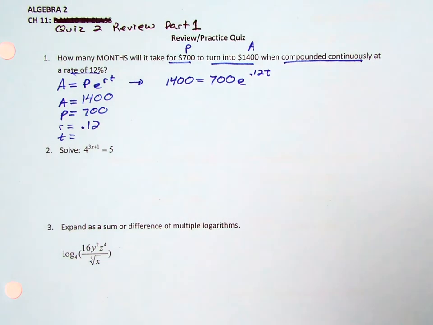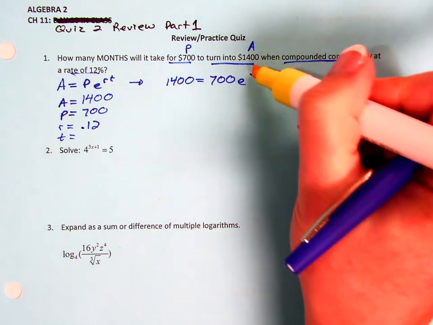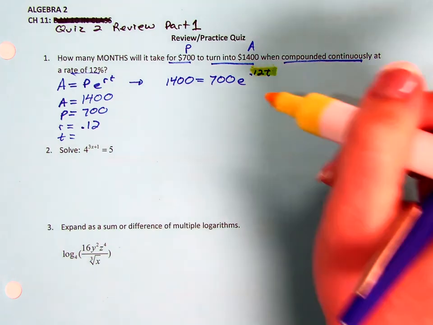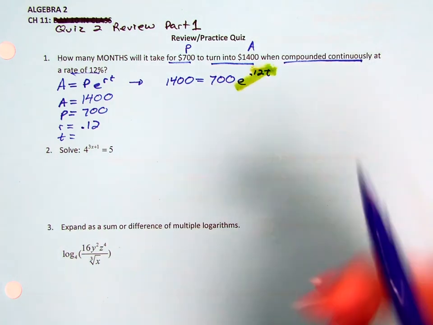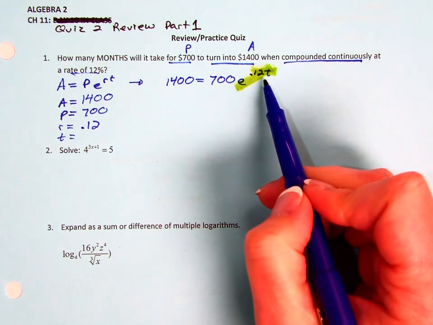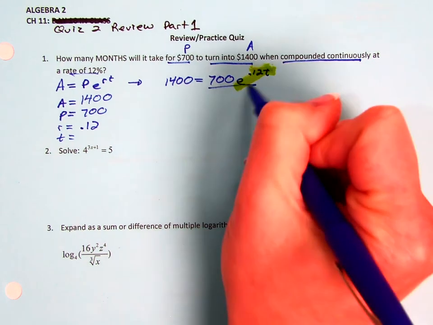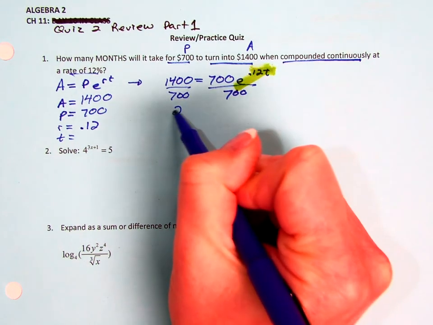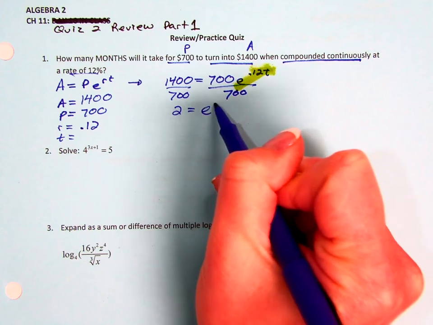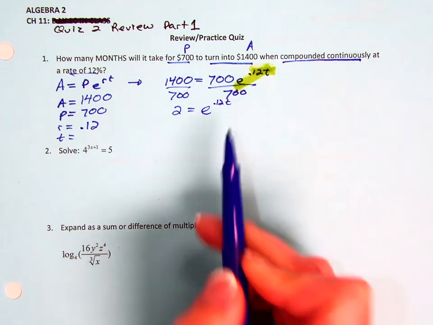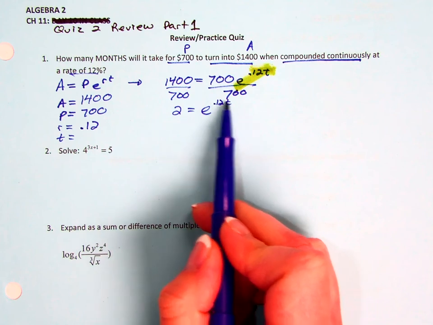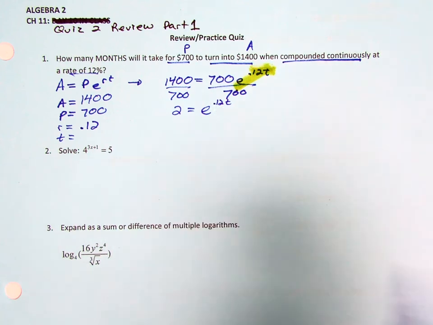My issue with this one is that my exponent has a variable in it. If I want to get that variable alone, I need to get it out of the exponent. But before I do that, I should remember that I need to get rid of anything not raised to the exponent first. So I'm going to divide by 700, which will give me 2 equals e to the 0.12t.